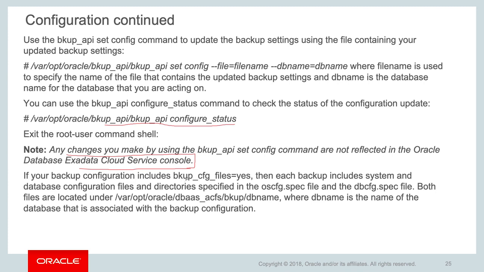If your backup configuration includes backup CFG files equals yes, this is an important parameter. Then each backup includes system and database configuration files, which is equally important. Not only are data files and the database backup important, but so are the binaries and the configuration files. They will go to a directory specified in the oscfg.spec file and the dbcfg.spec file. Both files are located under /var/opt/oracle/dbaas_acfs/backup/<db_name>, where db_name is the name of the database associated with the backup configuration.